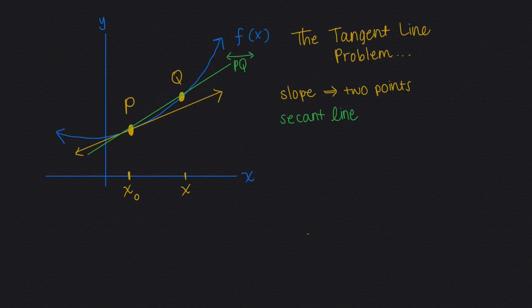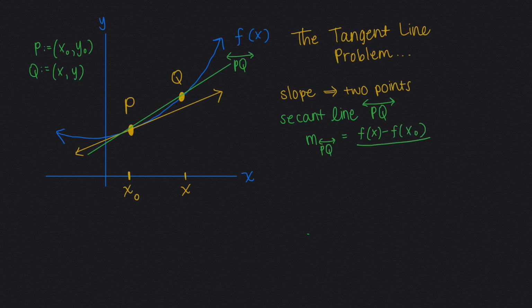So we have this secant line PQ, and we can find its slope because now we have 2 points. Here, let me write some coordinates for P and Q. So we have that P is defined as the point x naught, comma y naught, and Q is defined as the point x, comma y. Okay, so the slope here would be the change in y's, or f of x minus f of x naught, all divided by the change in x's, or x minus x naught.